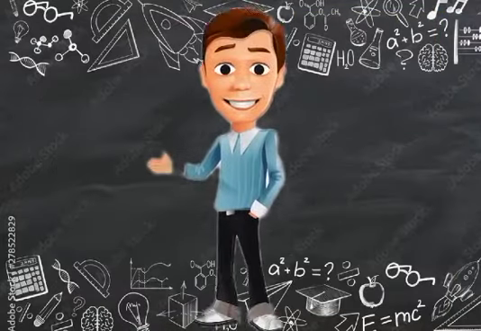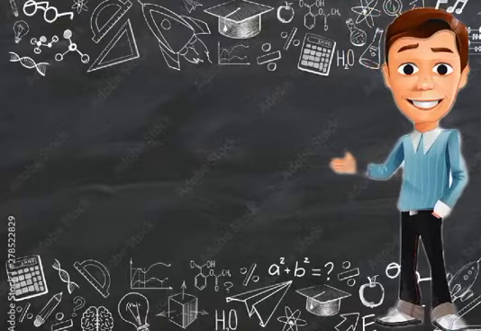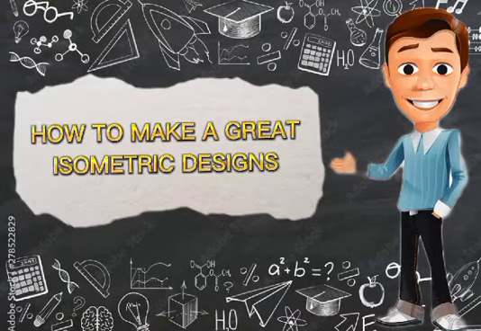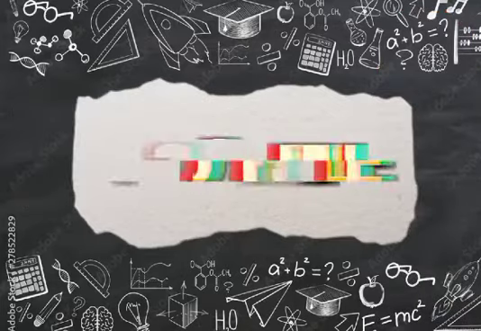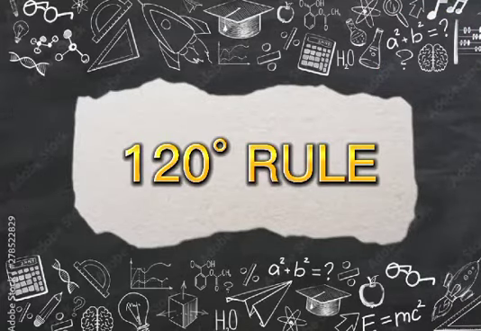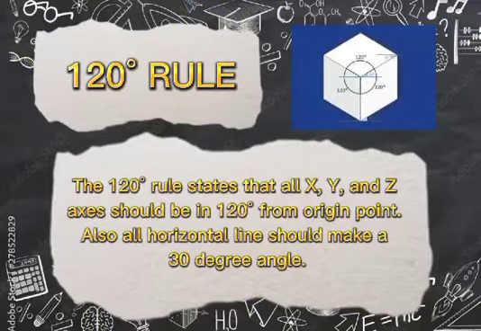Now that you've learned the different types of isometries, let me show you how to make great isometric designs. First, we have the 120-degree rule. The 120-degree rule states that the x, y, and z axes should be at 120 degrees from each other at the origin point. Also, all horizontal lines should make a 30-degree angle.